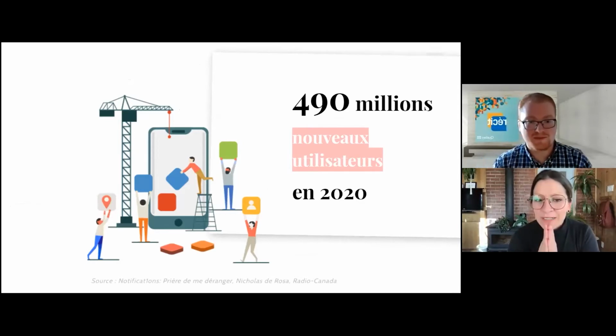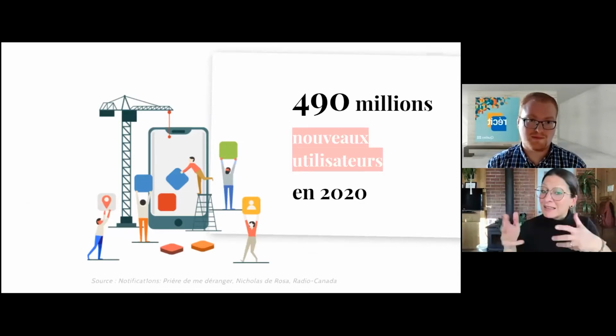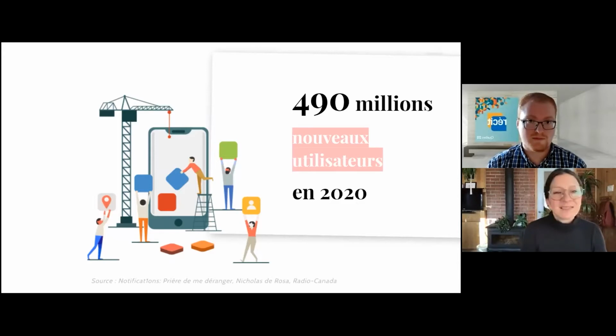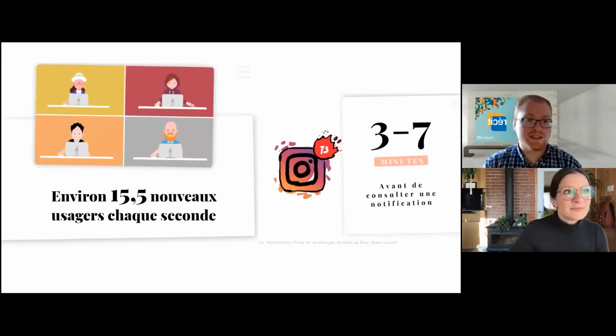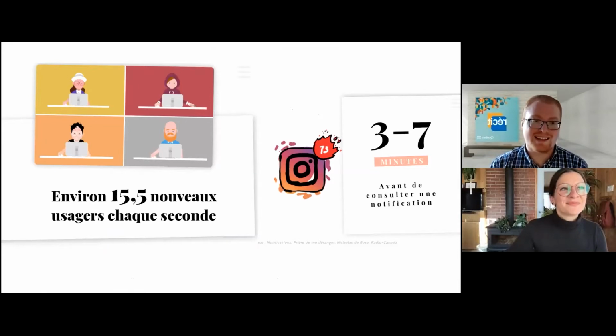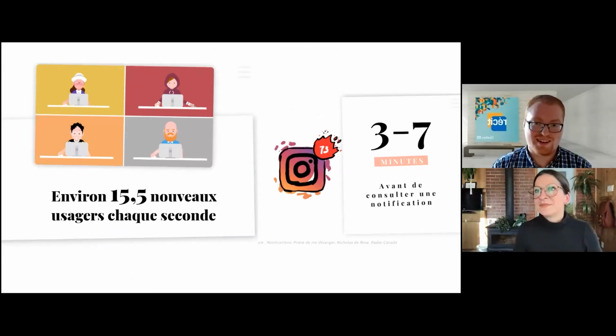490 million new users came around 2020, new users of social media. So it is not a phenomenon that is dwindling. On the contrary, we have an exponential growth in the amount of users. We also see that on average, things evolve fast. This means we have 15.5 new users every second. So a lot of people will join social media by the end of this presentation. And we need between 3 and 7 minutes to view our notifications.